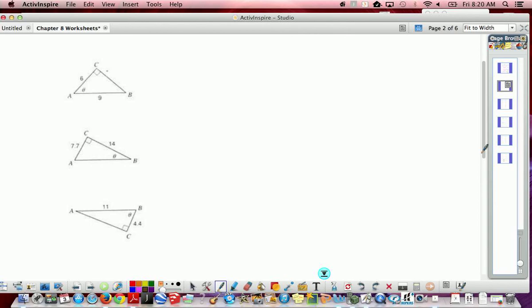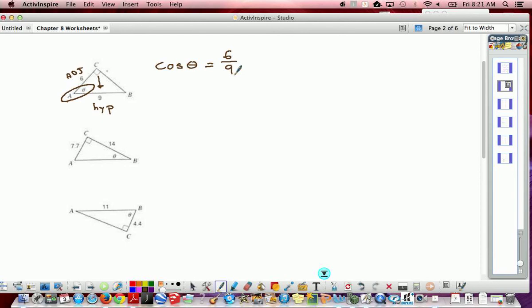So for instance, on the first one, here is the angle we want to find. We want to find theta, which is located here at angle A. So we got to label the two sides that we have. Across from the right angle is hypotenuse. Next to the angle we want is adjacent. So we know that this trig function is cosine. So cosine of theta is equal to adjacent over hypotenuse, 6/9.